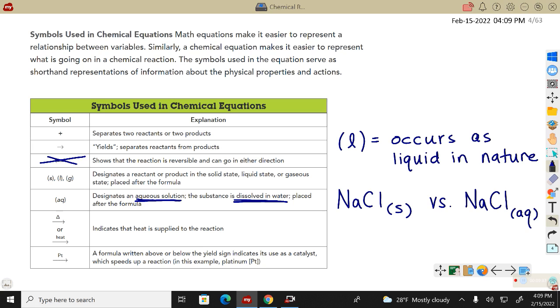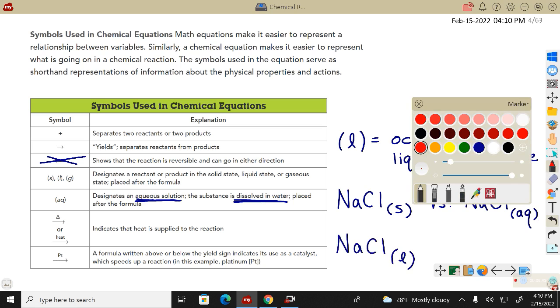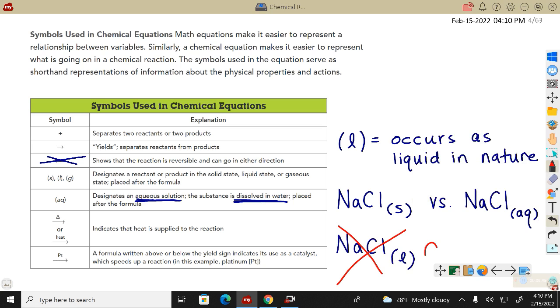I would never use this symbol, NaCl liquid. That one gets a sad face. No, sad face. Sodium chloride doesn't occur in nature as a liquid. It's never naturally occurring as a liquid. The only way I can make it appear as though it's in the liquid phase is by dissolving it in water.